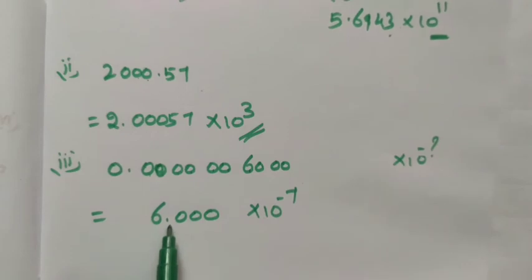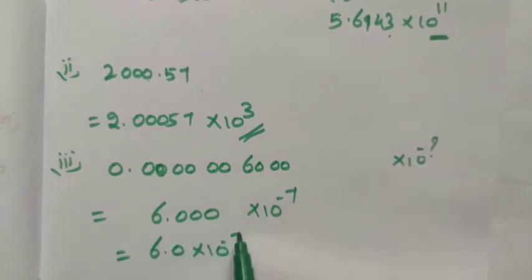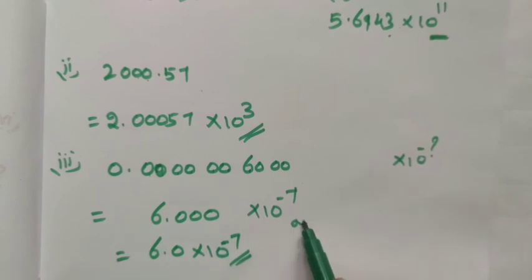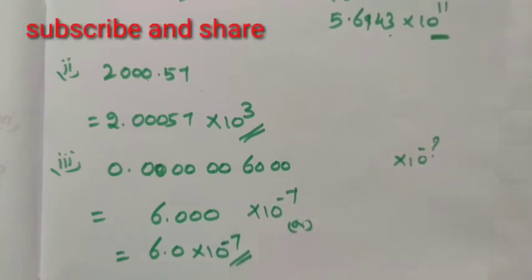So I already told you, after the decimal point only one 0 is enough. So 6.0 into 10 to the power of minus 7 is the answer. Either you can take this one as the answer, or otherwise this is the answer.